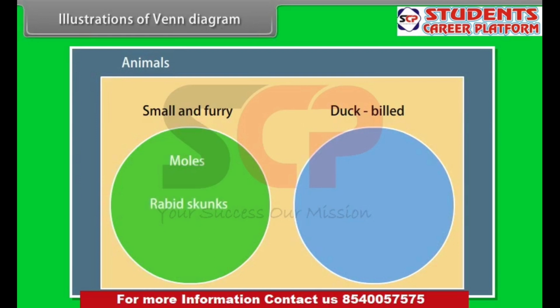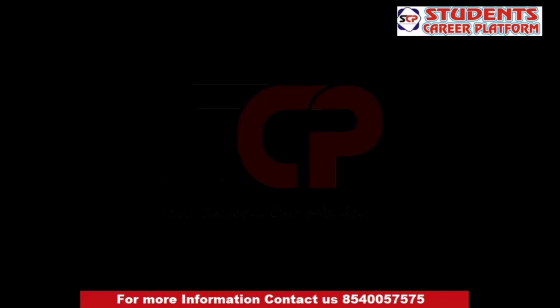Moles, rabbit skunks, and my cat are all small and furry. Swans, geese, and Edmontosaurus are all duck-bills. Worms are small but not furry, and horses are furry but not small, and neither is a duck-bill. However, they are animals. They fit inside our universe, but outside the circles.